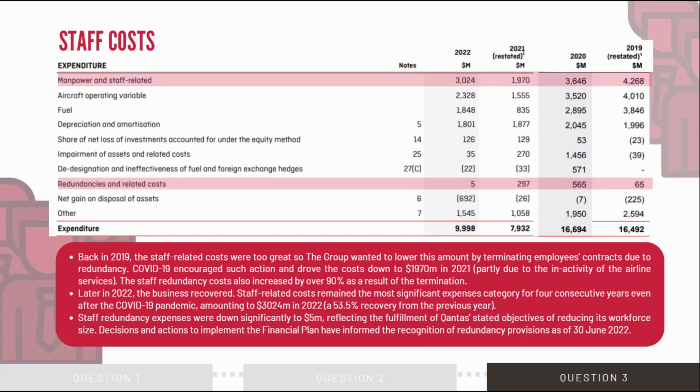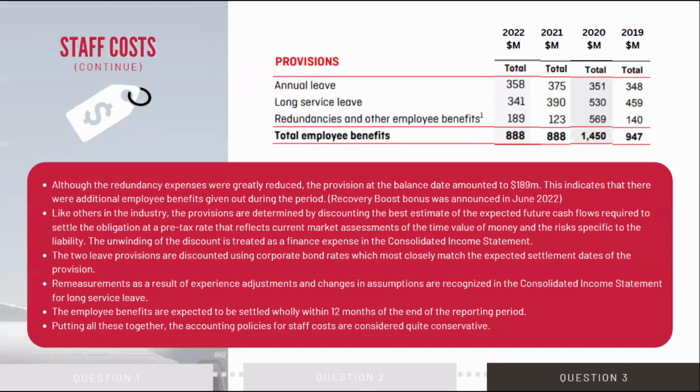On the other hand, as you can see below, the staff redundancy expenses were down significantly to only about $5 million, reflecting that the plan to reduce the workforce is now realized, and that there was a recognition of redundancy provision during this period. So, although the redundancy expenses were greatly reduced, the provision on the balance sheet amounts to $189 million. This indicates that there were additional employee benefits given out near the end of the year, June 30.